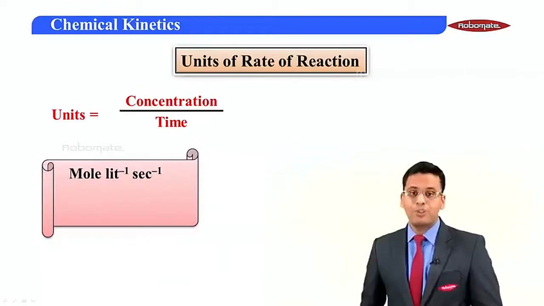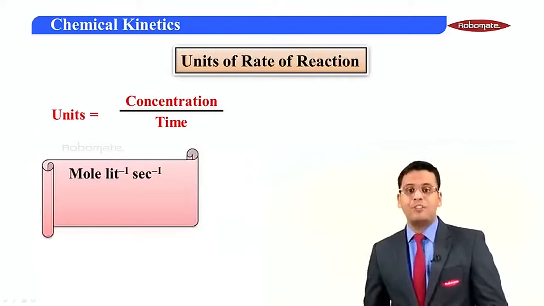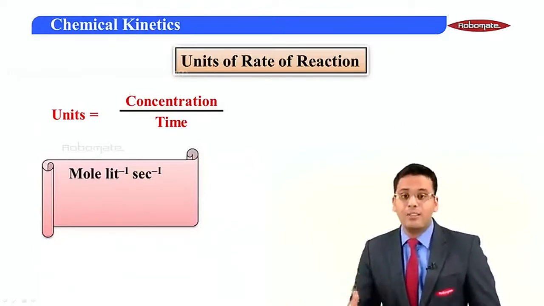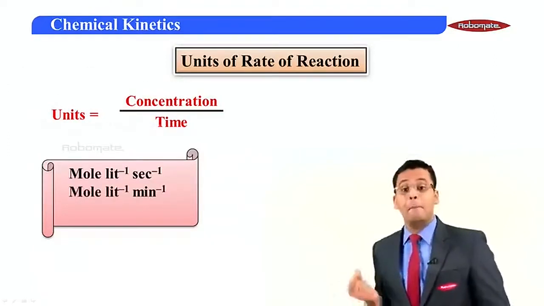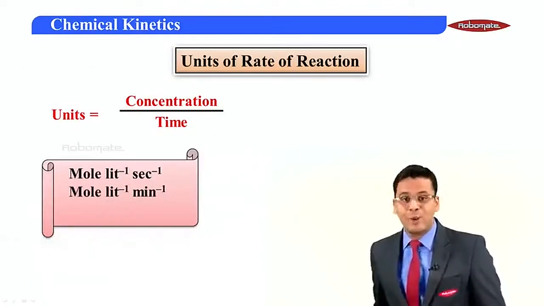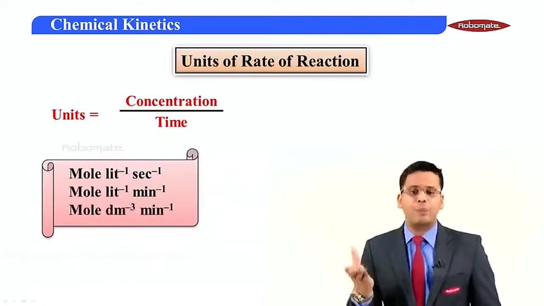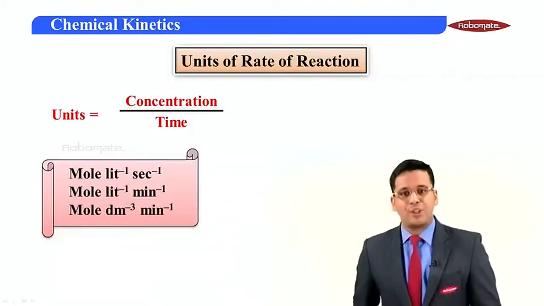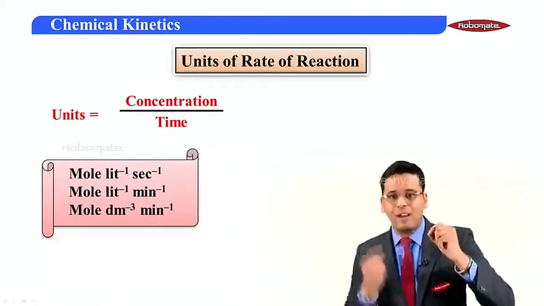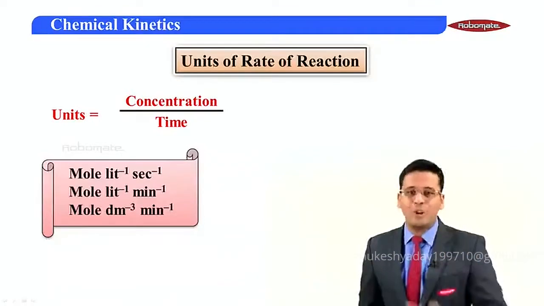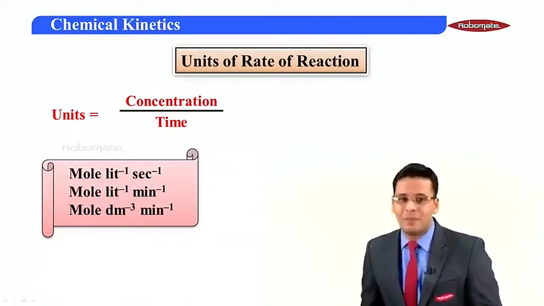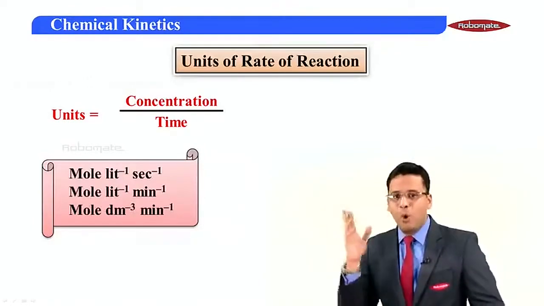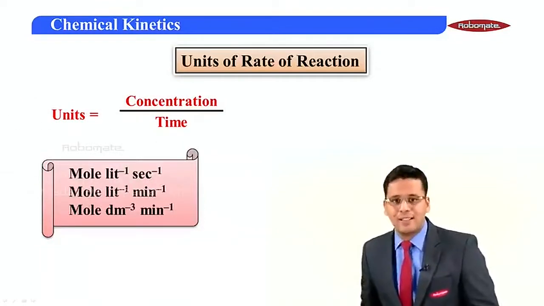But you can also use different units of time, or different units of concentration. For instance, you can also say the unit is mole per liter per minute. You can also say that the unit can be mole per dm cube per minute. But basically, the units of rate of reaction should have the form concentration upon time, no matter what the units of concentration and time may be. However, the most commonly used unit, as I just told you, is mole per liter per second.